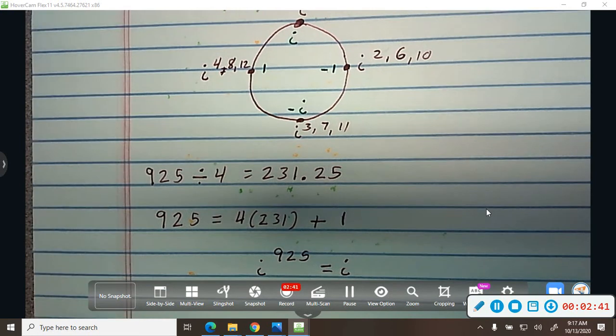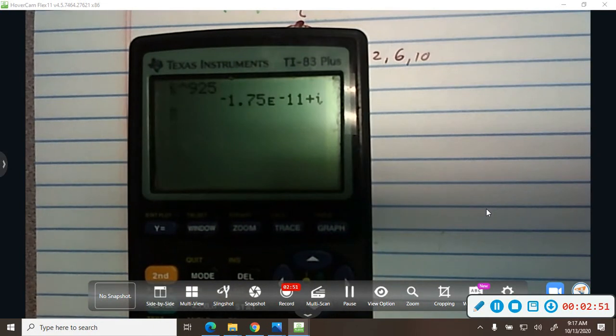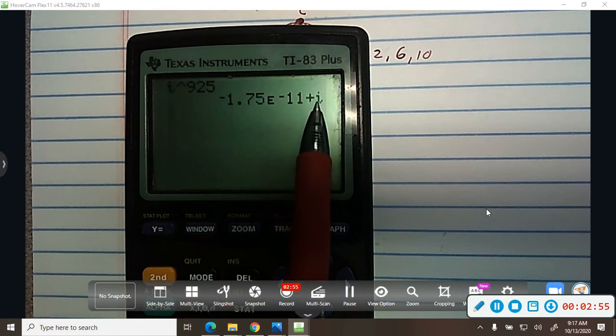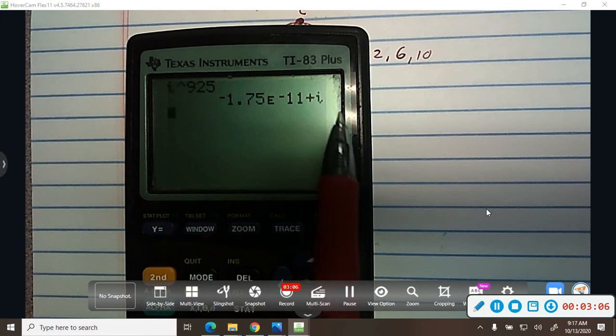Another option is you could go to your TI-83 calculator, if you have one, type it in, and the higher numbers you go up, you're going to have to ignore the stuff at the beginning, but usually the very last one is the answer. So I would say i. So the answer to i to the 925th is i. That's another method.